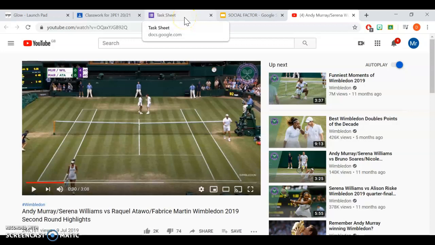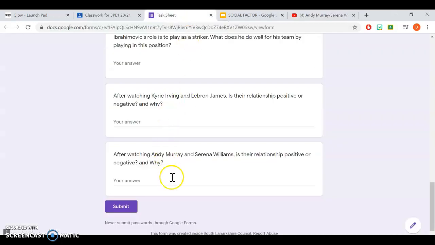So I'm instantly thinking there, right, that's a positive relationship there. They are working effectively, no matter even if the point before they lost the point. But in this point here, Serena was able to bounce back and win the point with a brilliant return. So I'm ready to give my answer.